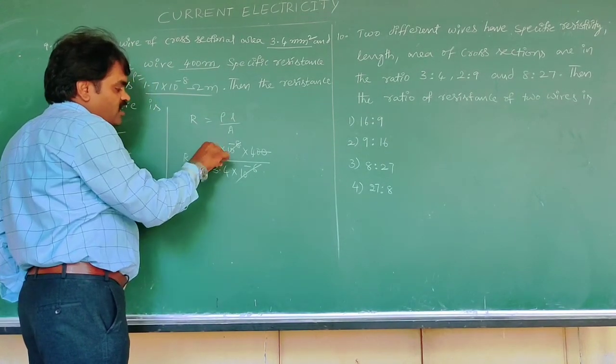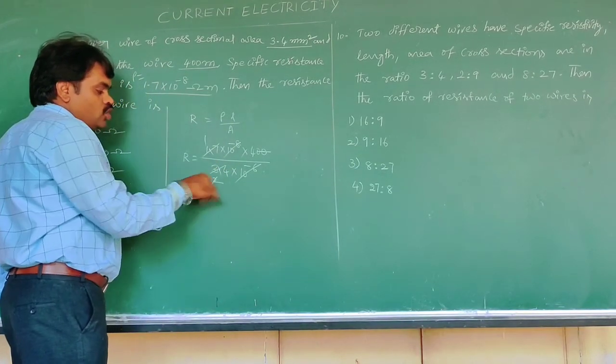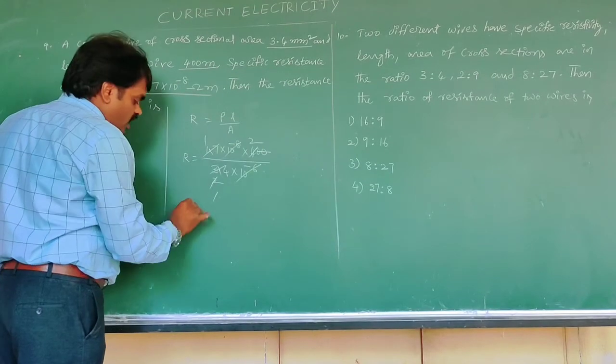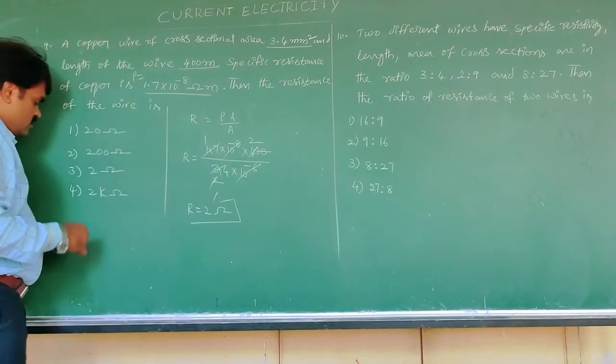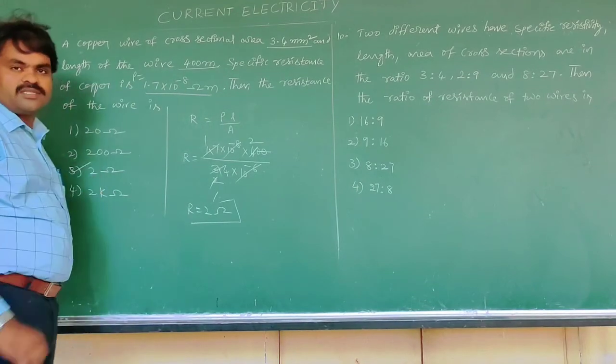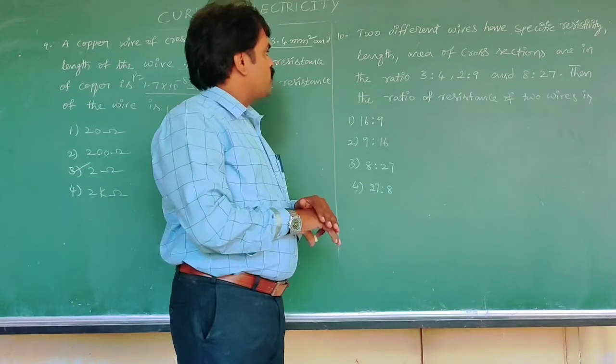Then here 0.17, 1 by 1 is 17, 2 threes are 34, 2 ones are 2, 2 twos. Then R is equal to 2 ohms. Then the third option is correct. Now we are going to the second objective problem.